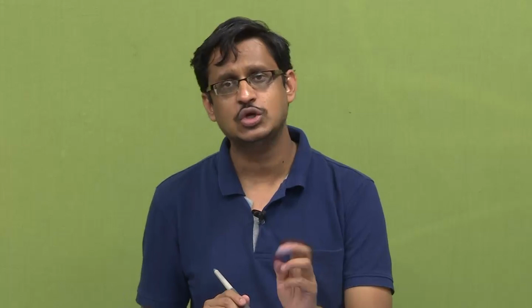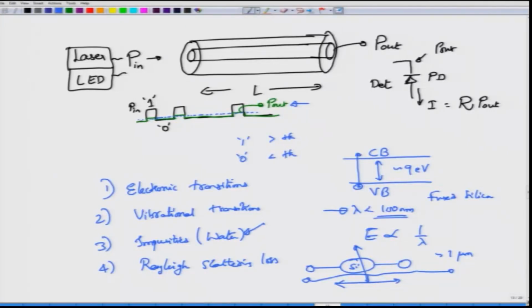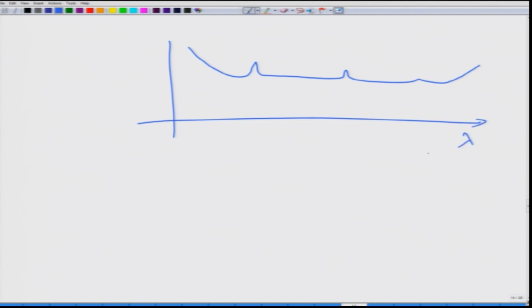fibers completely useless. So, impurities mainly from water ions were a major cause, and these water ions actually had nice characteristic peaks. So, it had these peaks, and now this is how the loss would look like as a function of lambda. So, this peak initially, or this valley initially, was around 800 nanometer, where the loss was thought to be minimum. So, most optical communication happened here. So, this is the first generation regime, and then there is another valley down here.